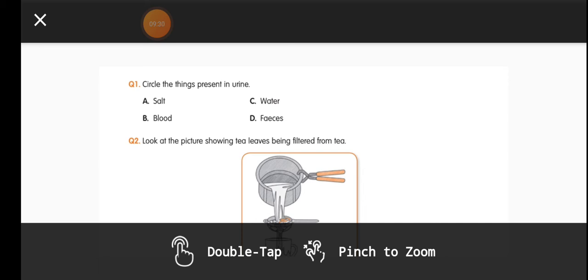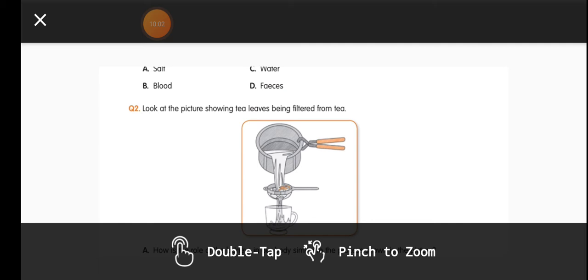Is the blood present in the urine? No. You will not get blood when you are visiting the washroom, right? So blood is not present in the urine. Don't circle it. Water, yes, the water is also present, excess water in the urine. And feces do not belong to the urinary system, it belongs to the digestive system, formed in the large intestine and sent out from the anus. Rectum and anus are helping to send out.